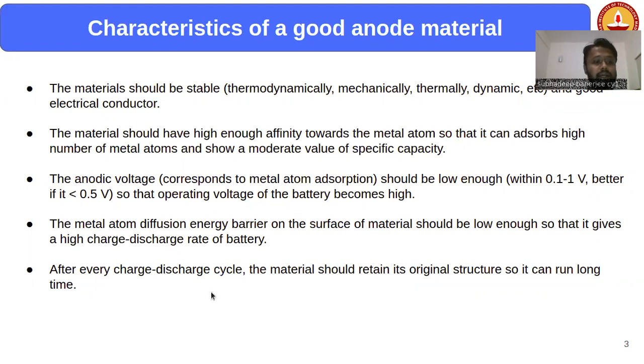Among these five characteristics, the first one was already discussed in the previous work. The remaining four points I am going to discuss for these materials.